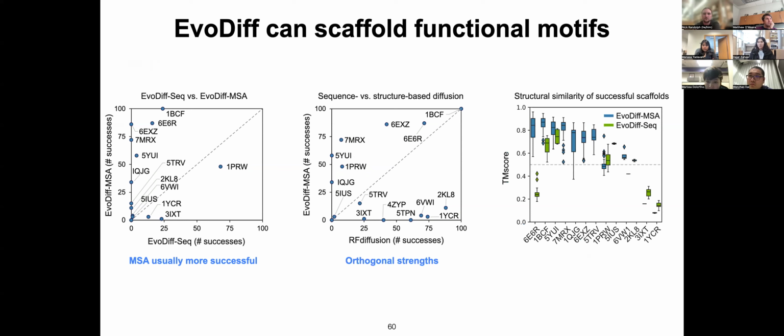And then in general, we can look at the structural similarity of these generated scaffolds, and depending on the problem, we get a variety of different structures, but in general, we find that our EvoDiff-seq proteins are typically more novel.